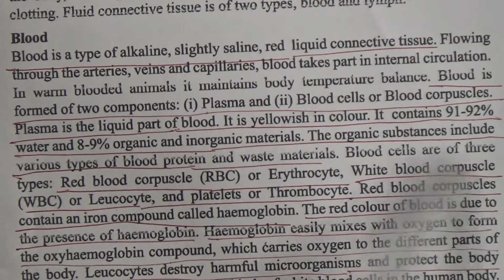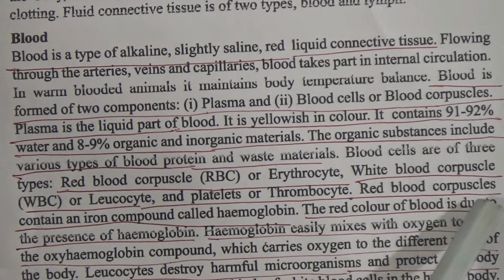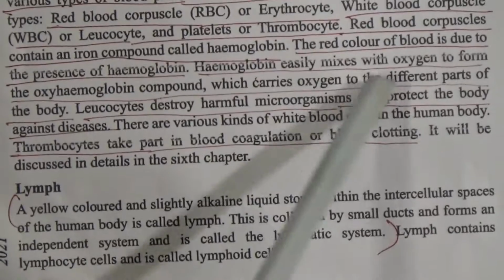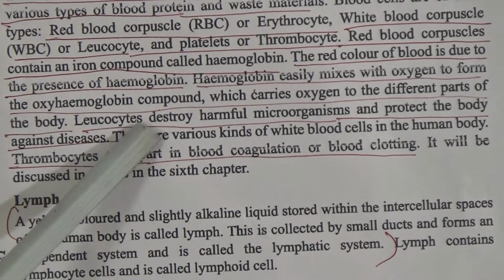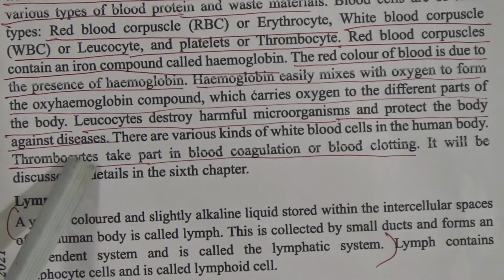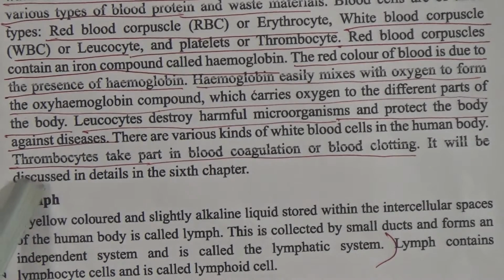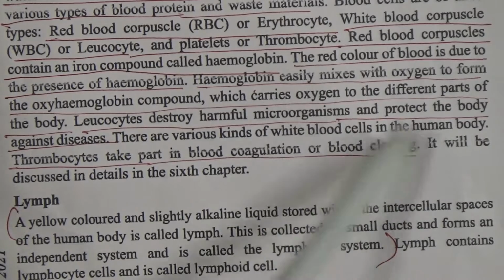Red blood corpuscles contain an iron compound called hemoglobin. The red color of blood is due to the presence of hemoglobin. Hemoglobin easily mixes with oxygen to form the oxyhemoglobin compound, which carries oxygen to the different parts of the body. Leukocytes destroy harmful microorganisms and protect the body against diseases, and there are various kinds of white blood cells in the human body, and thrombocytes take part in blood coagulation or blood clotting.